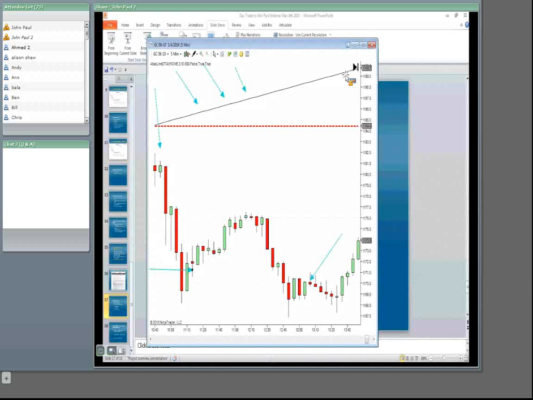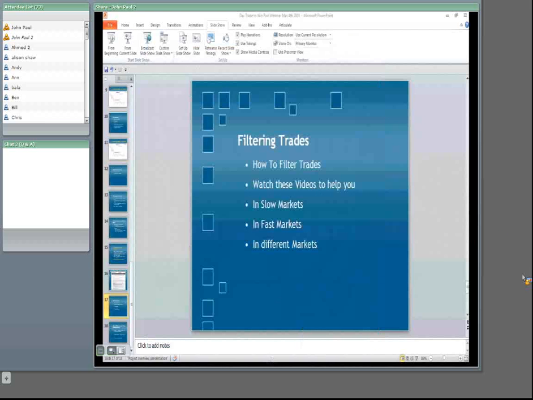All right, a little bit on filtering trades. When do I filter trades? I filter trades when the market is very slow. It's very slow because nobody's trading. There's a news event that's about to come out. Everybody's waiting for the housing numbers, the PPI, or they're going to raise interest rates.